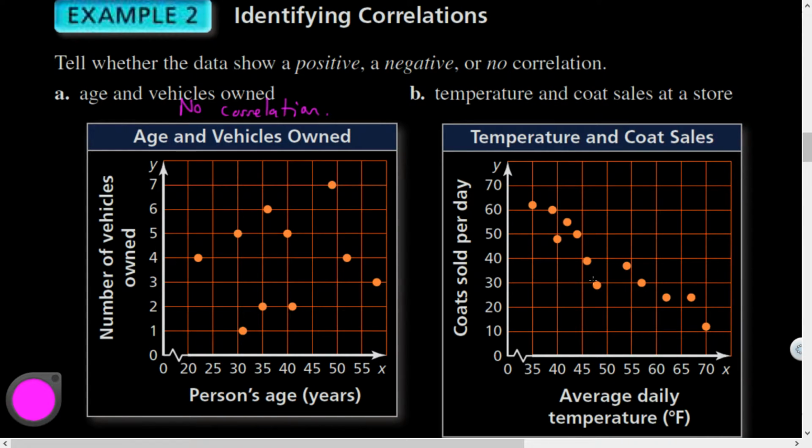Okay. All right, here we go. Average daily temperature and the coats sold per day. When the temperature is 35 degrees, whatever this company is, sells 61 or 62 coats. When it's 70 degrees out, they're only selling like 12 coats on a day like that, right?